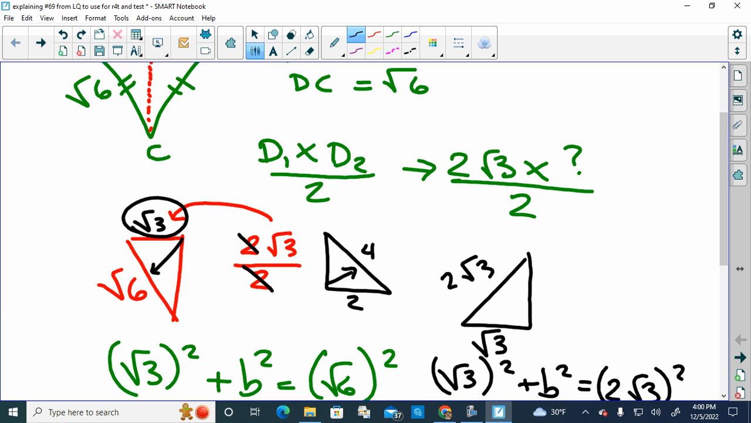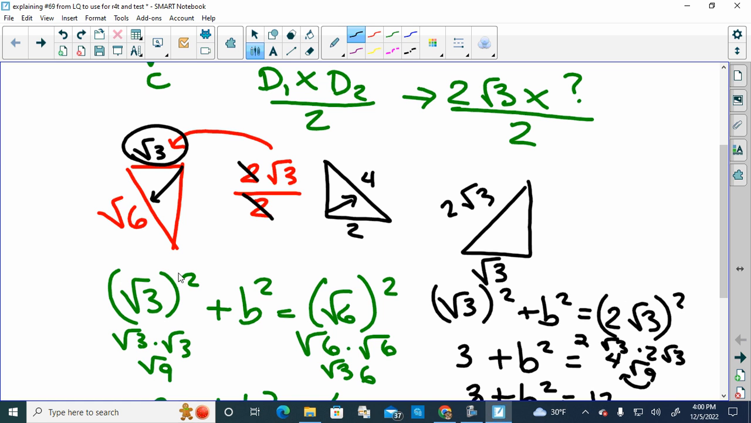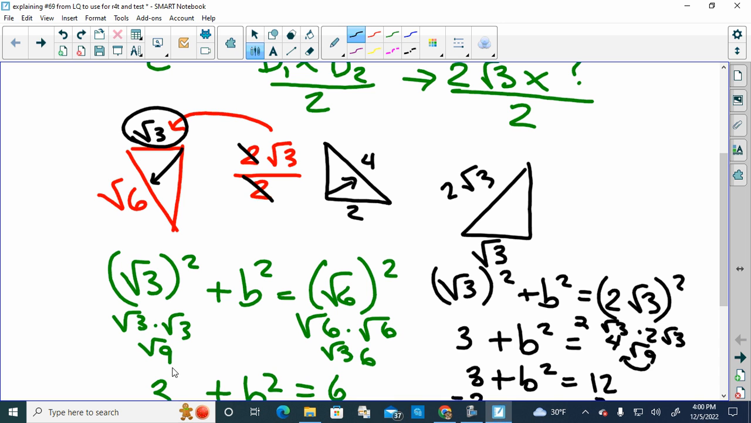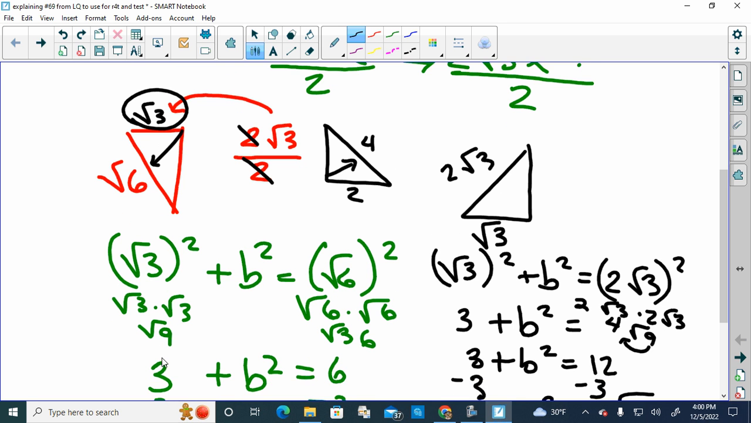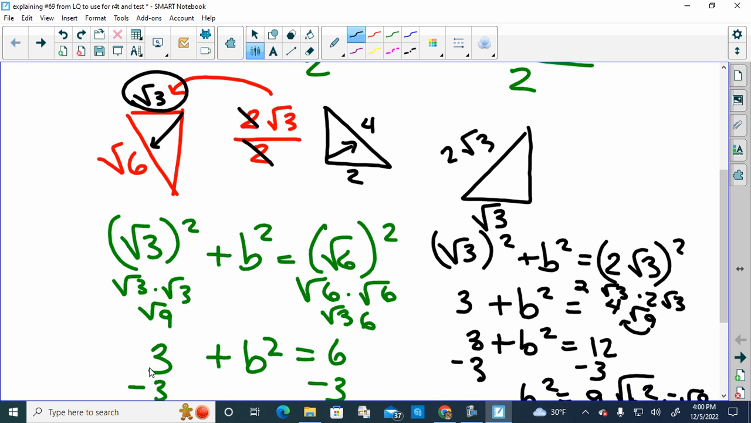Okay, so I put it in the equation as an A. So I have rad 3 that I need to square. That's rad 3 times rad 3, and rad 3 times rad 3 is rad 9, and the square root of 9 is 3. So I simplified that down to right there.